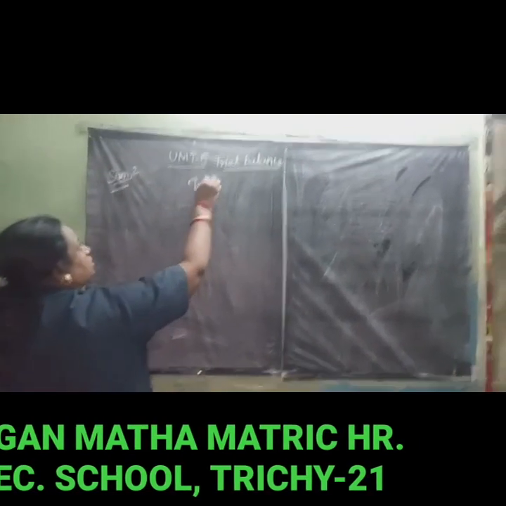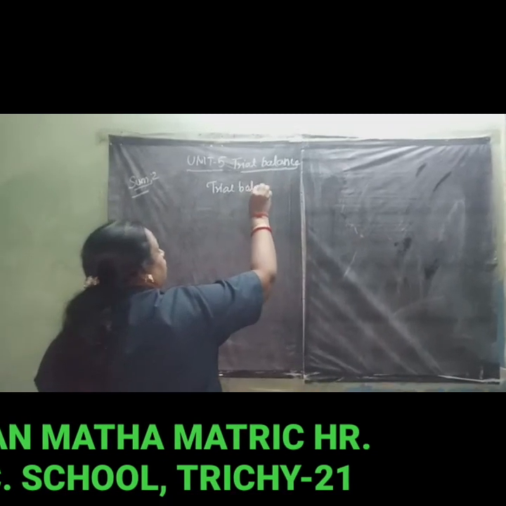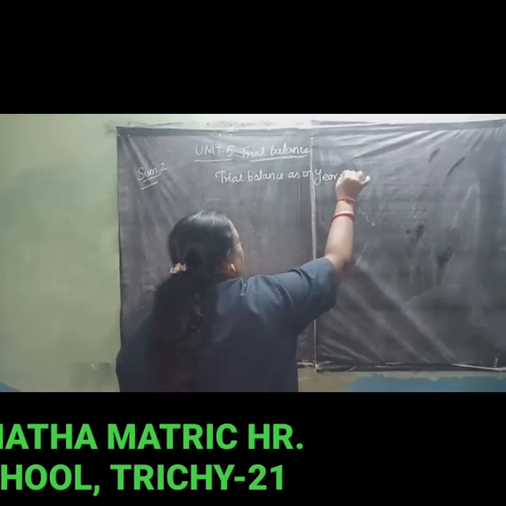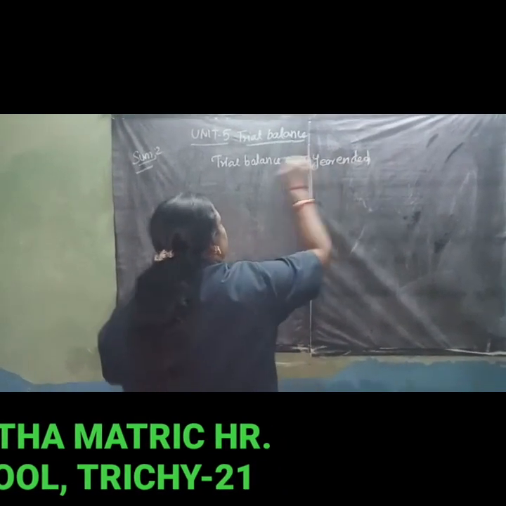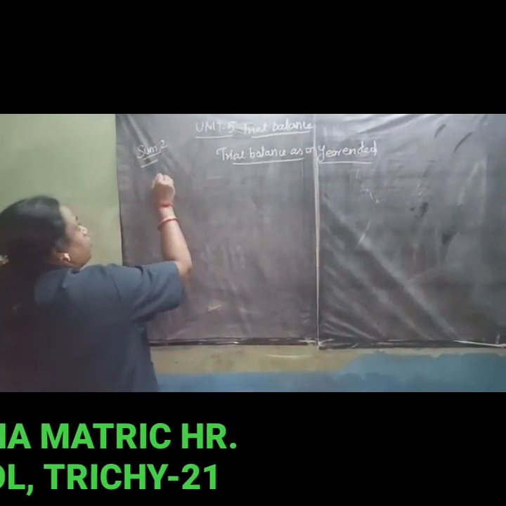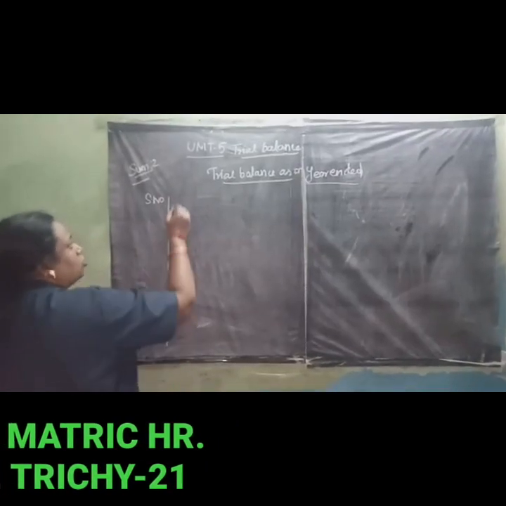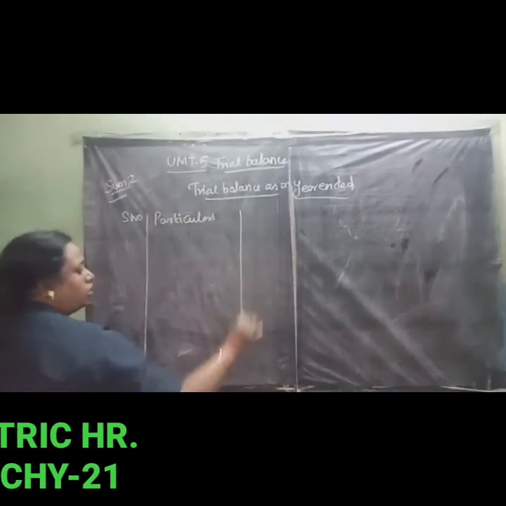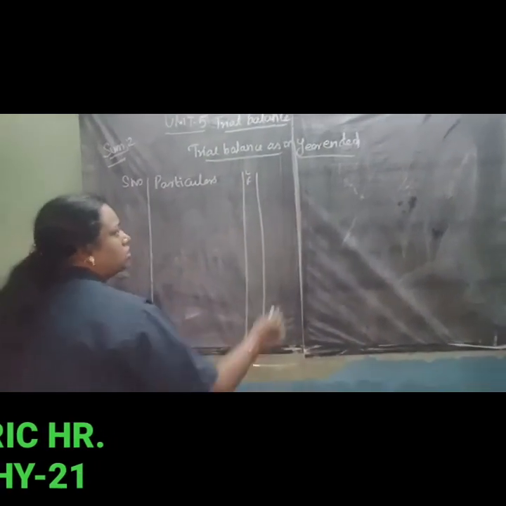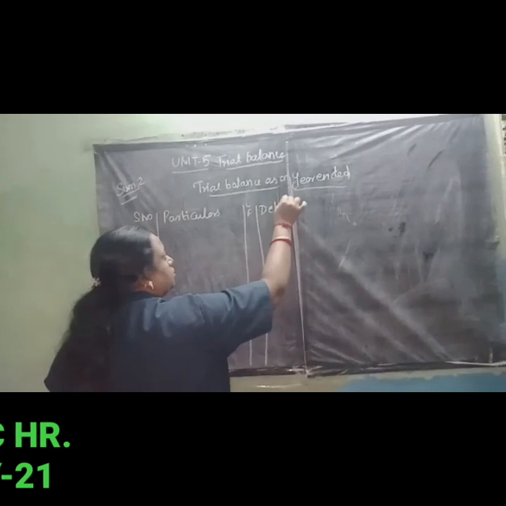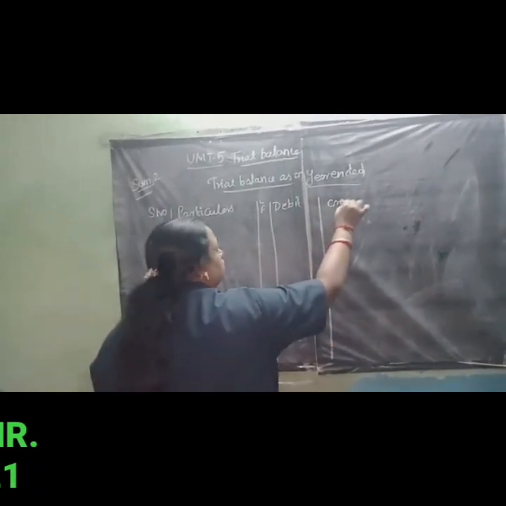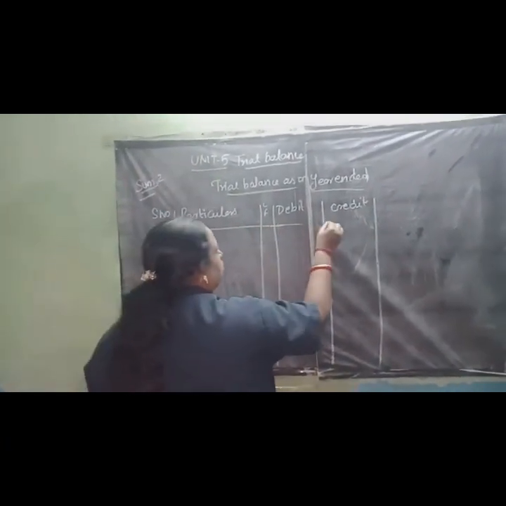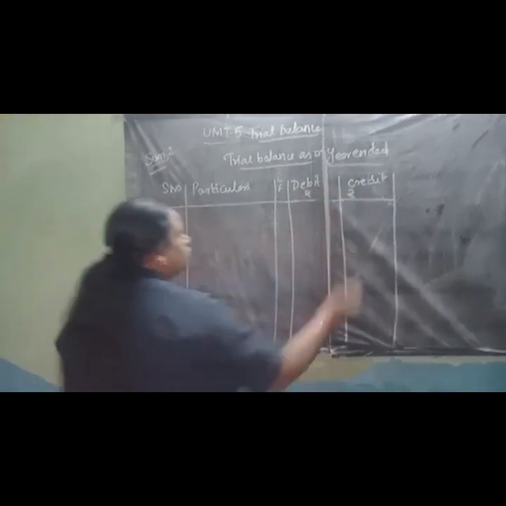So trial balance as on year ended. What is the format of trial balance? First serial number, next column particulars, then next column LF, next debit and credit. So you have to write one by one.